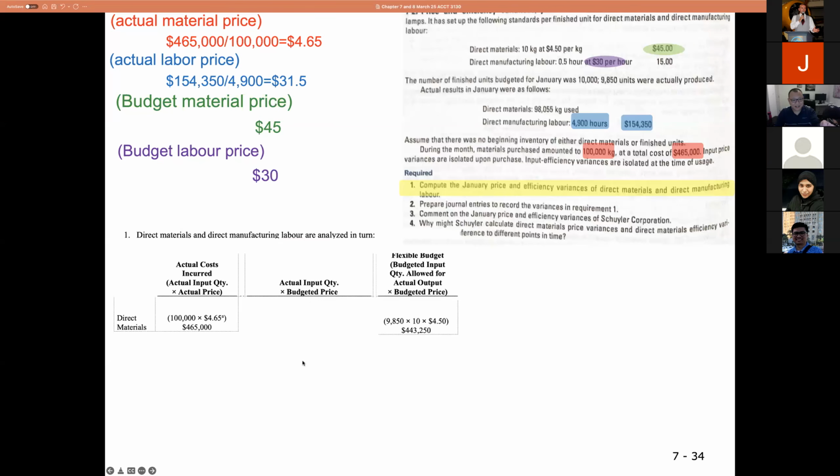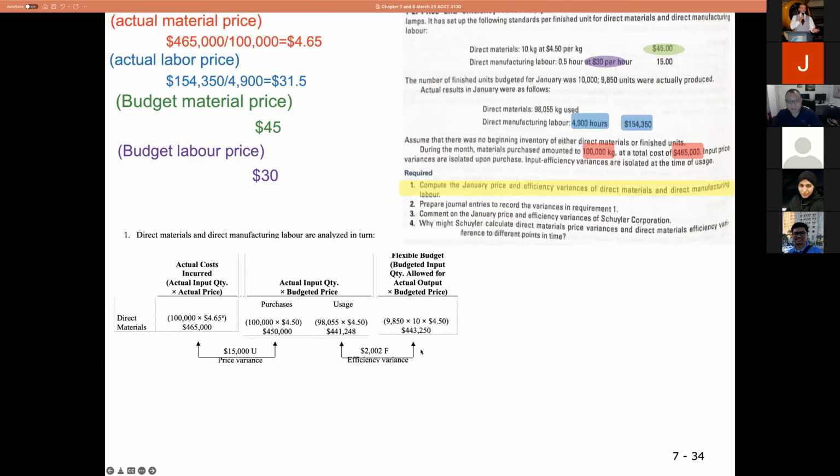So in this case, you have two numbers. One is called purchases, so you are using 100,000. For the usage, you are using 98,055. Okay. So now my price variance for the purchase is isolated on the purchase. So that will be taking the difference of these two numbers.